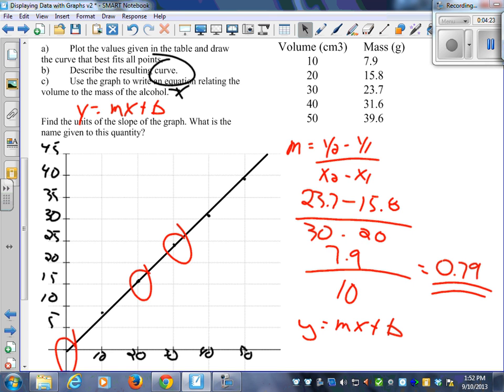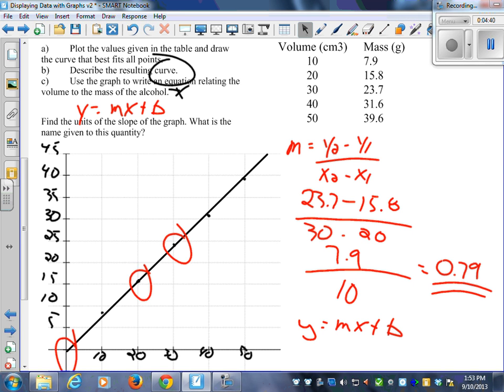Keeping in mind that I'm measuring the mass of alcohol. I'm taking a liquid alcohol, I'm pouring it into a graduated cylinder. It's already finished high school. Thank you, Riley. Okay? And I'm weighing it.